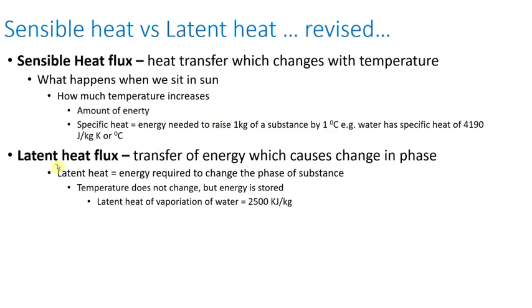So now let's look at latent heat flux. Latent heat flux is transfer of energy which causes change in phase. There will be a point when we are changing the phase of a substance when the temperature will not change, but energy is stored. That is known as latent heat. If we are changing from water to water vapor, that will be known as latent heat of vaporization of water. That heat is about 2,500 kilojoules per kg.